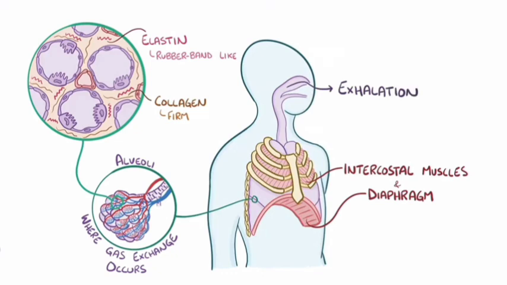During exhalation, both the diaphragm and the intercostal muscles relax to allow the chest wall to fall and return the chest cavity back to normal. At the same time, the elastin and collagen fibers in the interstitium allow the lung to spring back and push the air back out.